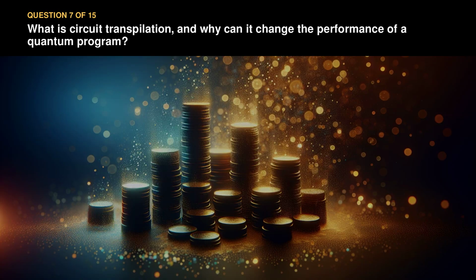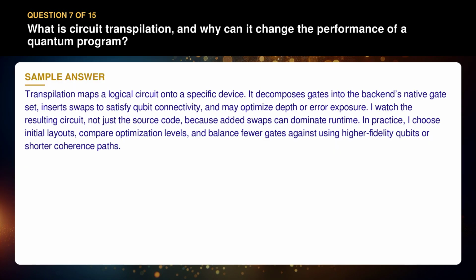Question 7. What is circuit transpilation, and why can it change the performance of a quantum program? Transpilation maps a logical circuit onto a specific device. It decomposes gates into the backend's native gate set, inserts swaps to satisfy qubit connectivity, and may optimize depth or error exposure. I watch the resulting circuit, not just the source code, because added swaps can dominate runtime.